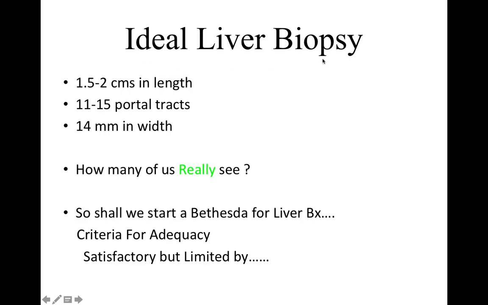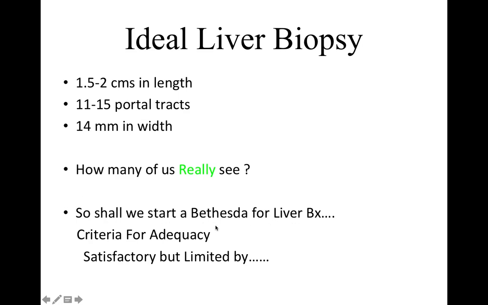Then the next question is about the ideal liver biopsy. What is an ideal liver biopsy? An ideal liver biopsy is at least 1.5 centimeters in length. It should have more than 10 portal tracts and the width should be at least 14 millimeters. Do we really see this kind of biopsy all the time, where all the criteria fit in? No, we generally don't.